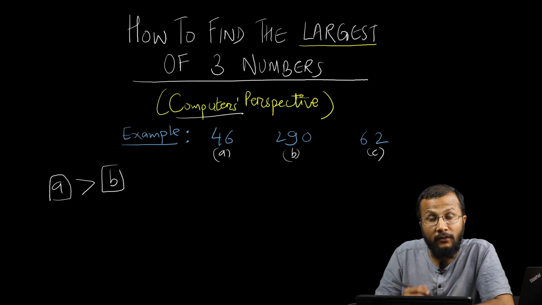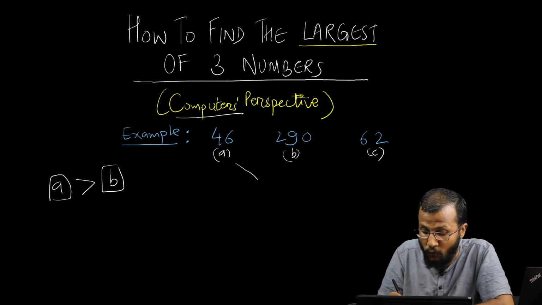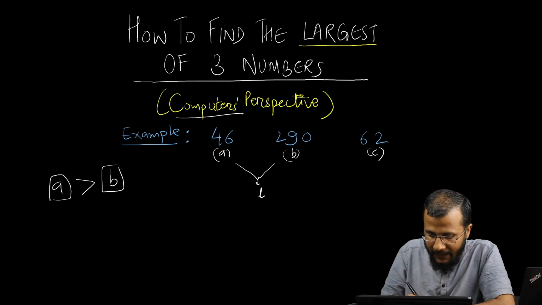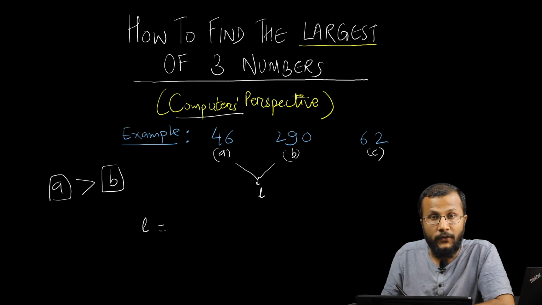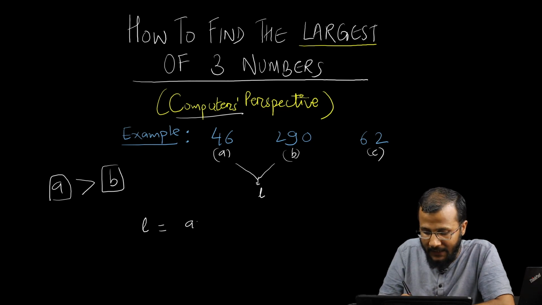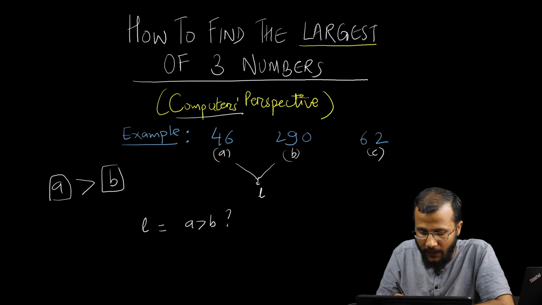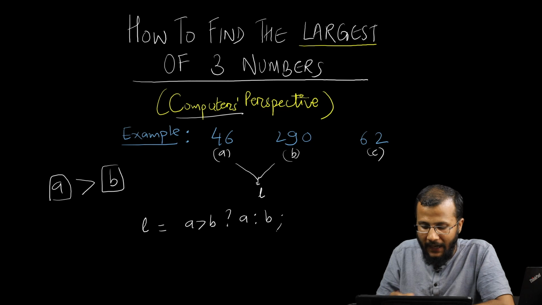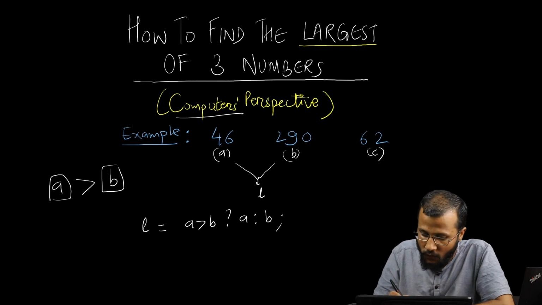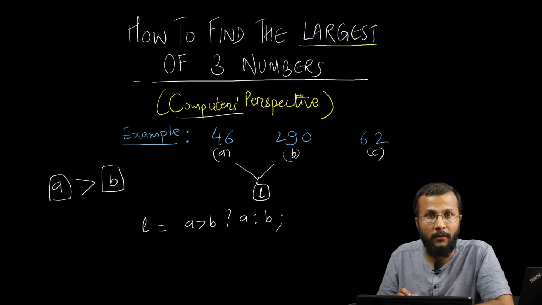So how do I find out the largest amongst 2 numbers? Let's say that L is the largest amongst the first 2 numbers. So how do I find out L? It is very simple. L is equal to, and I'll use the conditional operator. I'll check A greater than B. This is the condition. If A is greater than B is true, A is largest. If this is false, B is largest. So L would have the largest number stored into it. So L is the largest amongst the first 2 numbers A and B.